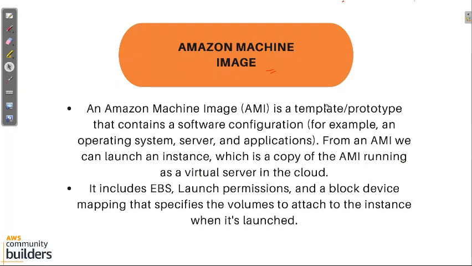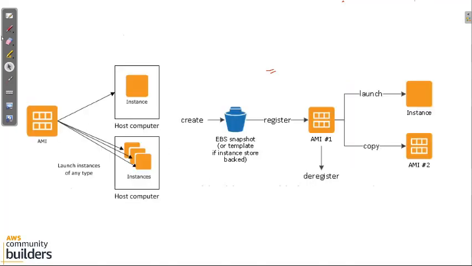You can read about it in detail. There is proper documentation of this, how it looks like. I'll show you that, how it includes EBS, launch permissions, block device. So see here how it works. From an AMI, we can launch instances of any type. As I told you, there are many instance types. So we can launch instances of any type from this single AMI.